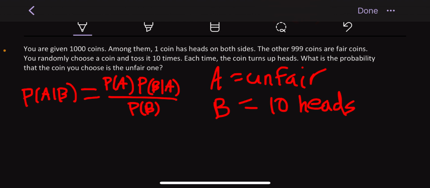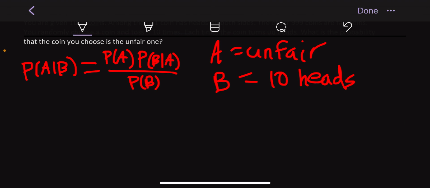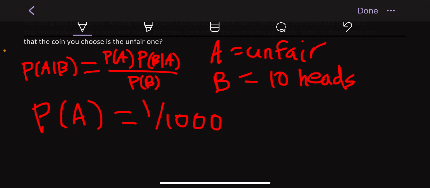Now that we've defined our events A and B, let's figure out what the three probabilities on the right side evaluate to. The probability of A is the probability that we got an unfair coin. As the problem states, there are 1,000 coins and only one of them is unfair. Because we're choosing randomly, that probability is 1 over 1,000. Let's think about what the probability of B given A is. Given that we chose the unfair coin, what's the probability that out of 10 flips we get 10 heads?